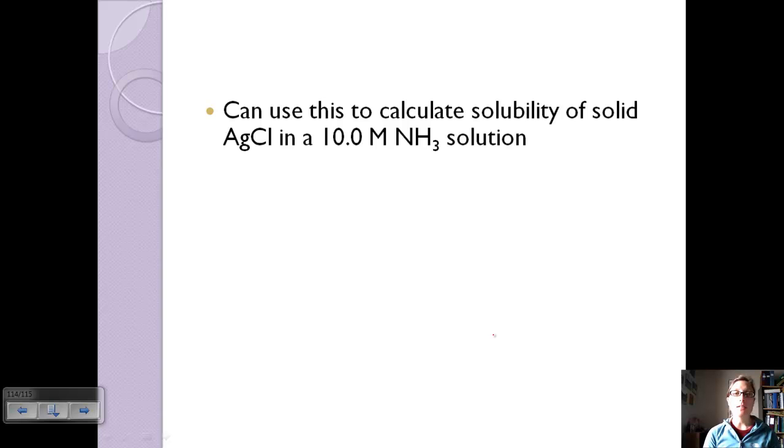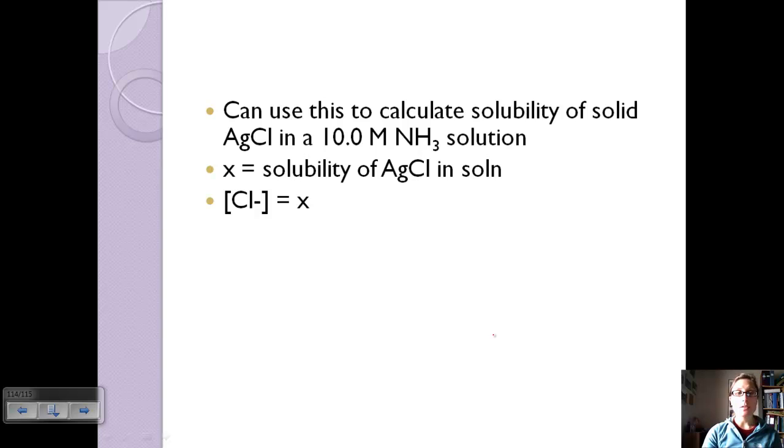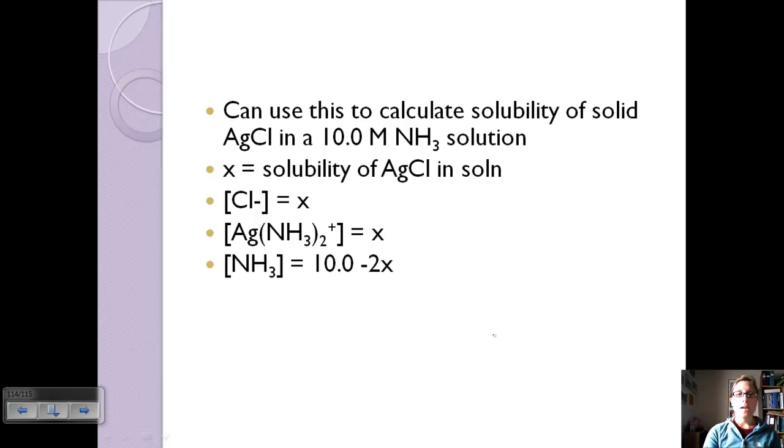Now we can use this to calculate the solubility of solid silver chloride in a solution of ammonia. We will use X to represent the solubility of silver chloride, and so that's also the concentration of the chlorine ions, and it's the concentration of the AgNH3 2+. And so the concentration of the ammonia is our 10 minus 2x, the 2 because when you look at the balanced equation, we've got a 2 in front of the ammonia.